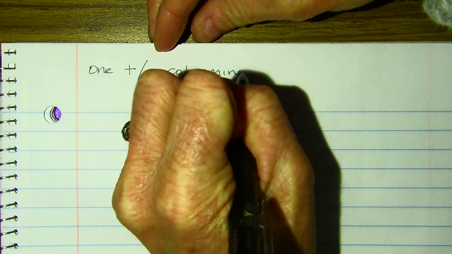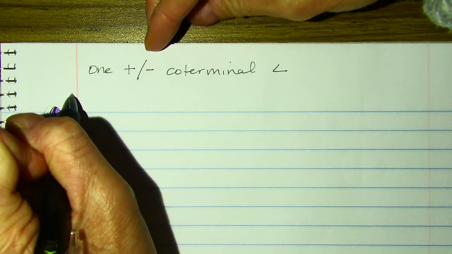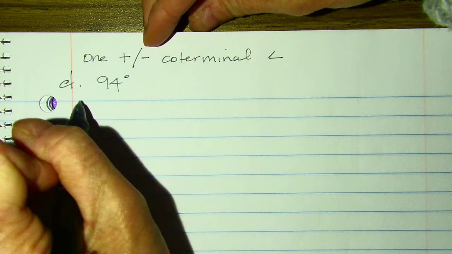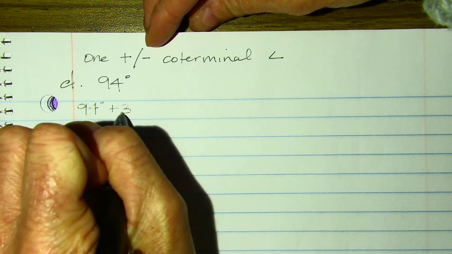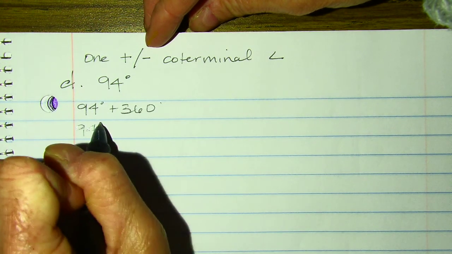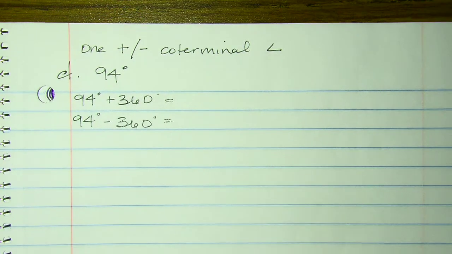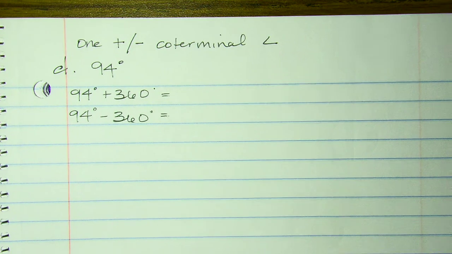For the next part, they want us to find the measure of one positive and one negative coterminal angle for the following. So part D, they gave me 94 degrees. So to find a positive, I would add 360. To find a negative, I would subtract 360. Right? Because I would do a full rotation from each one to find a coterminal angle.